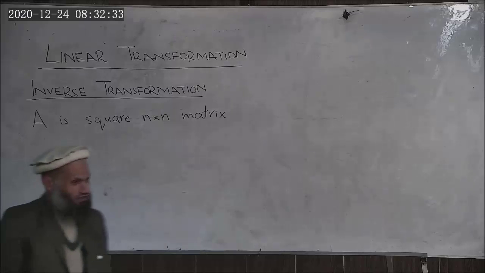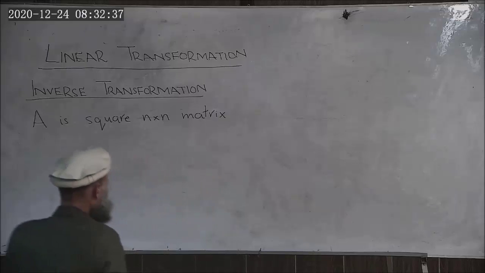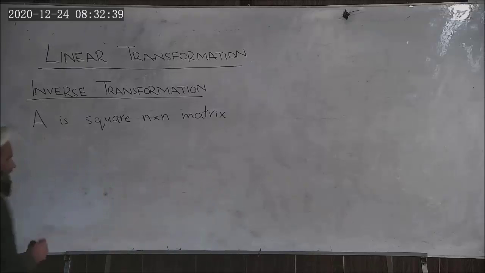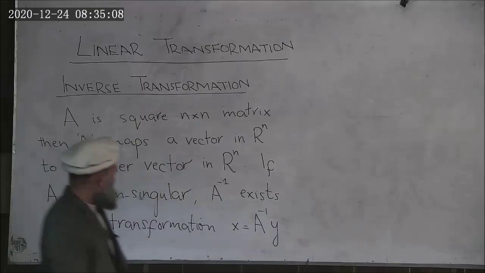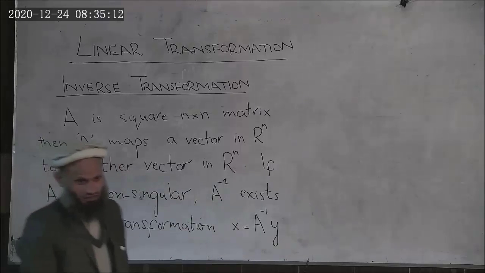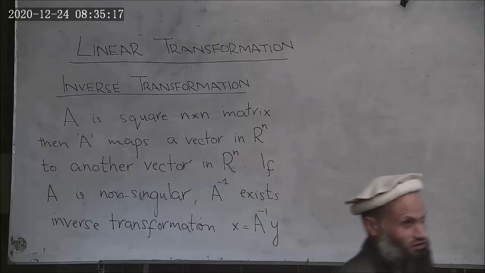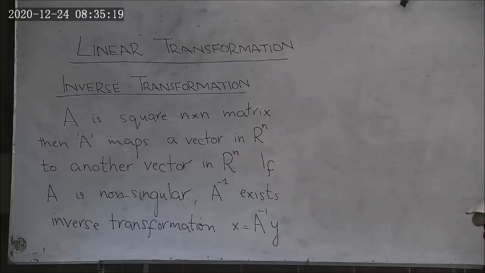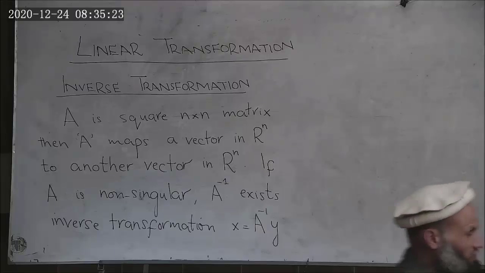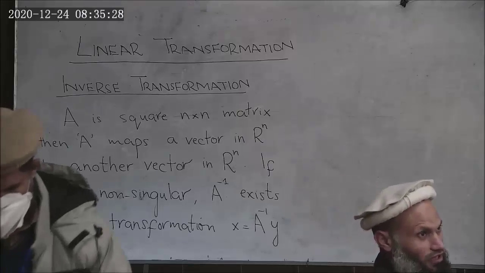So if A is a square matrix, an n by n matrix, then it will map a vector from Rn to a vector in Rn. If A is a square matrix and furthermore it is non-singular, then its inverse exists, and the inverse transformation can be described by x is equal to A inverse into y.